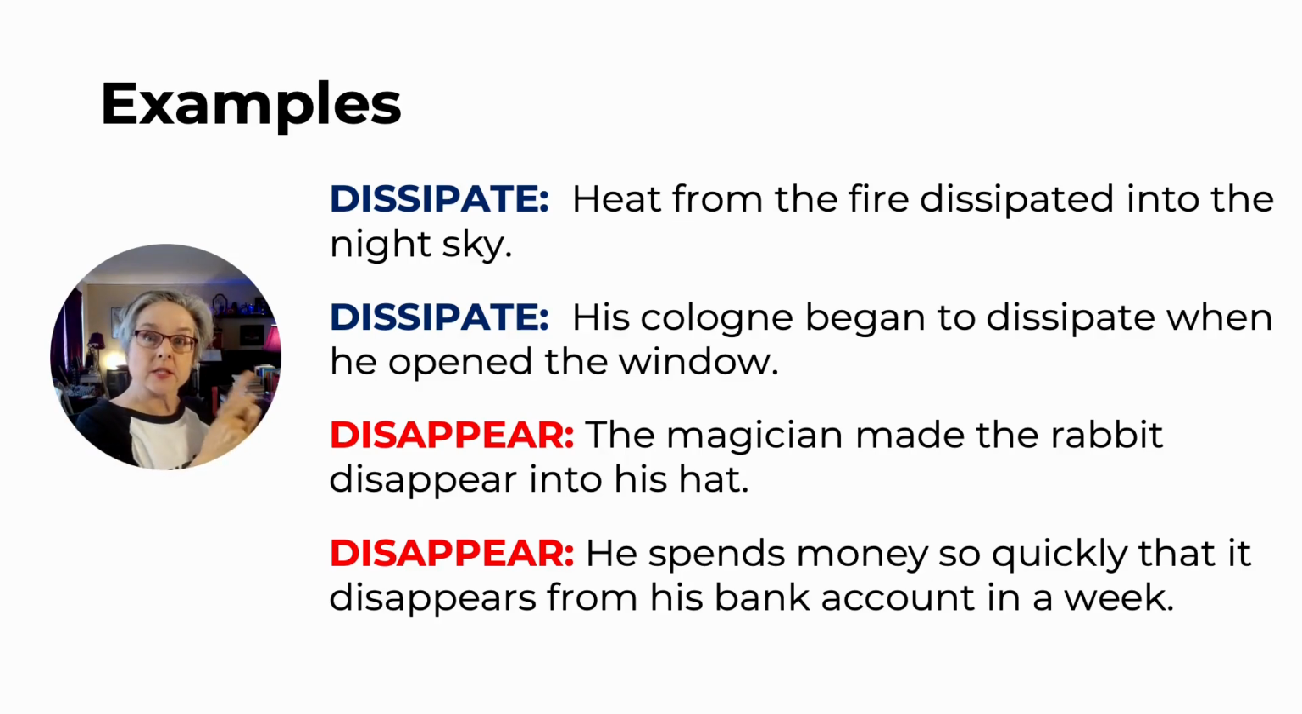Now compare that to the predicate using disappear. The magician made the rabbit disappear into the hat. When the rabbit went in the hat, it stopped being visible. Similar to, he spends his money so quickly that it disappears from his bank account in a week. Not only does it stop being there, it stops being there very, very quickly.